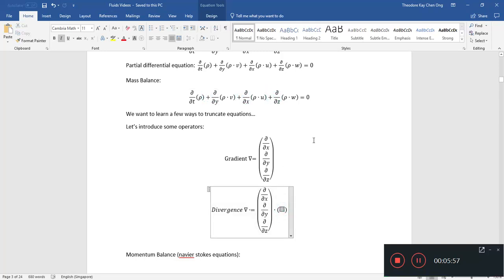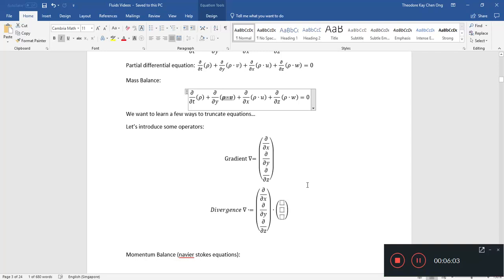So all we need to do is make another vector representing the velocity multiplied by this density. What's in the del by del x? That will be rho u. What's in the del by del y? It will be rho v.